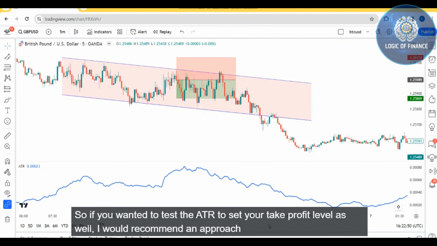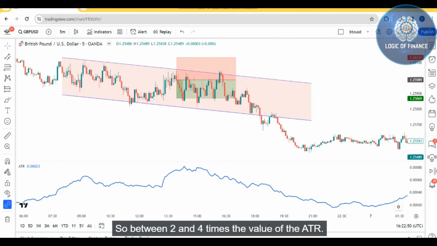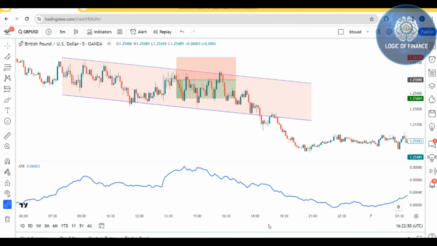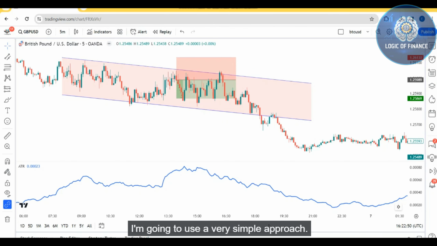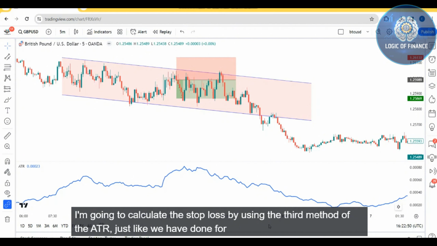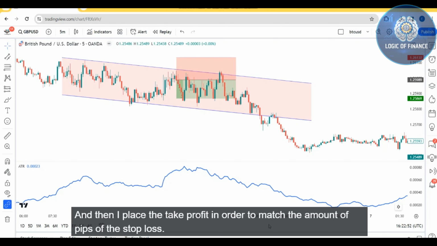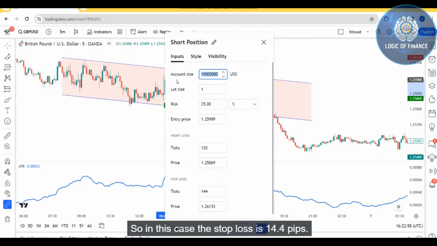So if you wanted to test the ATR to set your take profit level as well, I would recommend an approach in between, so between 2 and 4 times the value of the ATR. In building our first strategy together, I'm going to use a very simple approach. I'm going to calculate the stop loss by using the third method of the ATR, just like we have done for this trade, and then I place the take profit in order to match the amount of pips of the stop loss. So in this case, the stop loss is 14.4 pips. I will set my take profit at 14.4 pips as well.